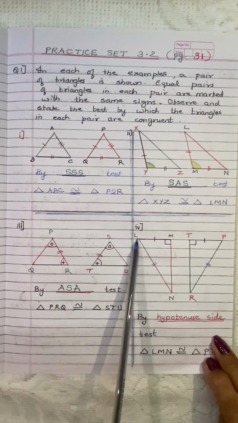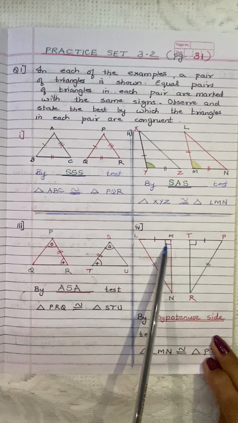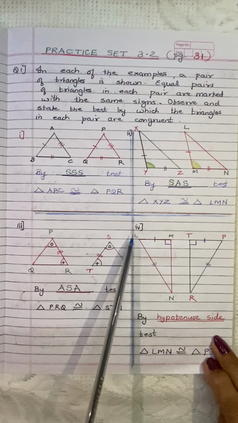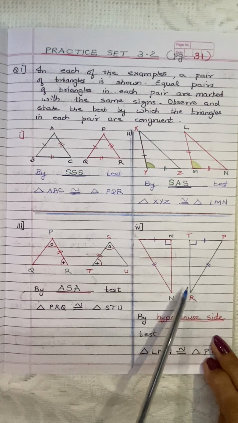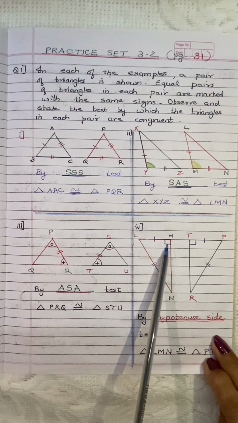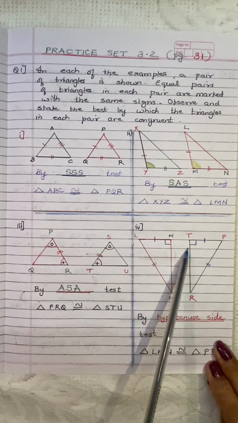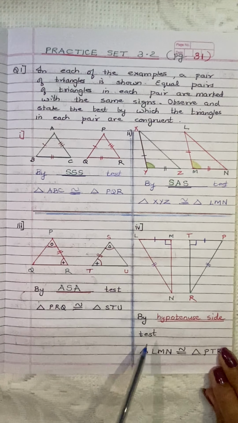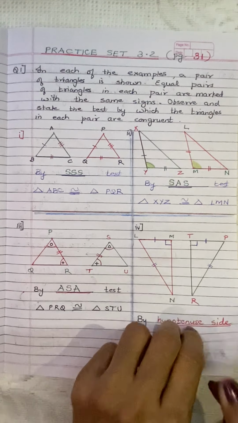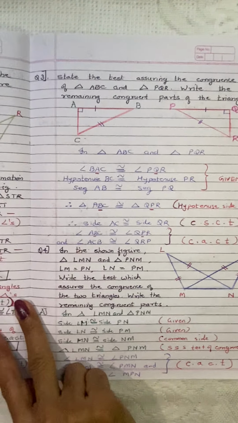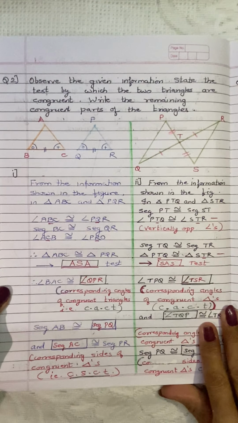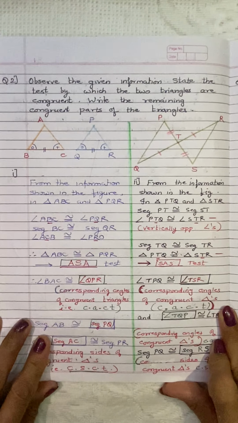Sub question 4, if you look at these two triangles, they are two right angle triangles, and this is the hypotenuse. They have shown the hypotenuse are equal, that is LN is equal to PR and LM is equal to TP, and the angle is a right angle. So this will be by hypotenuse side test, triangle LMN is congruent to triangle PTR. And let's come to question number 2.